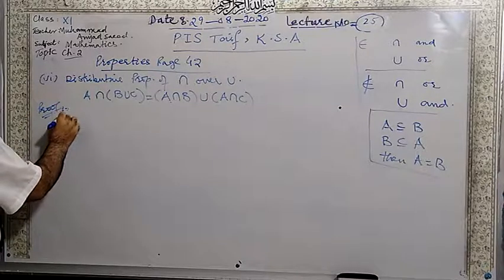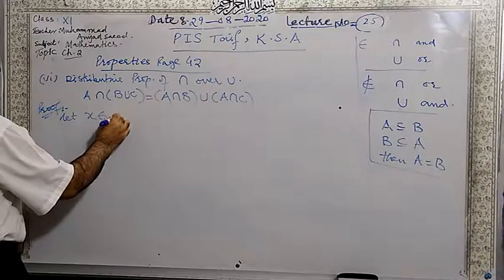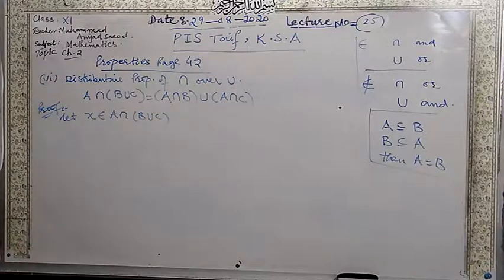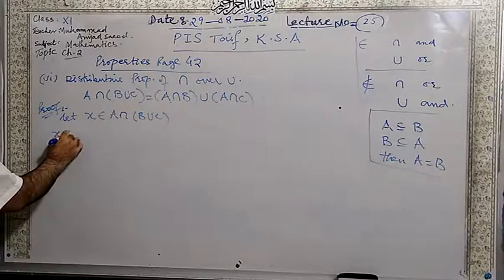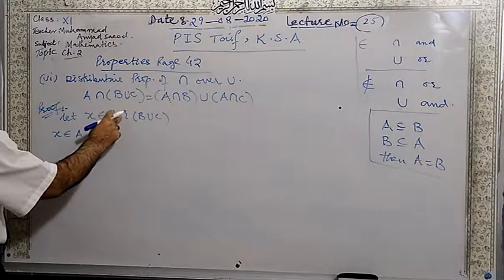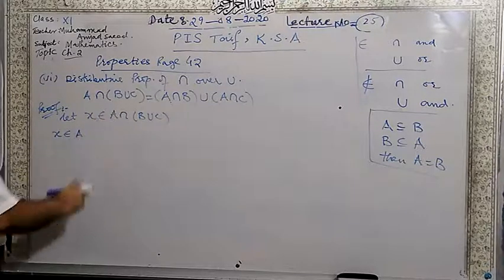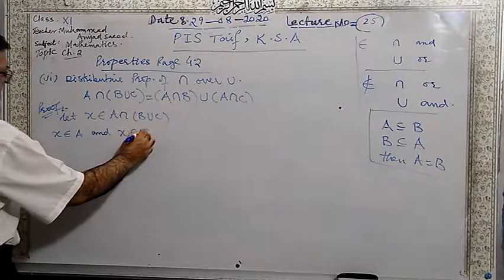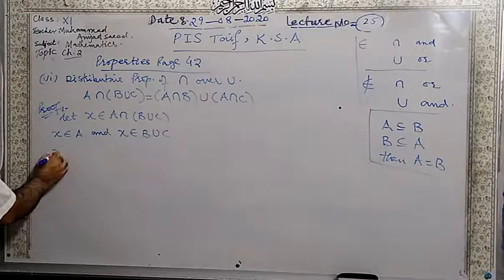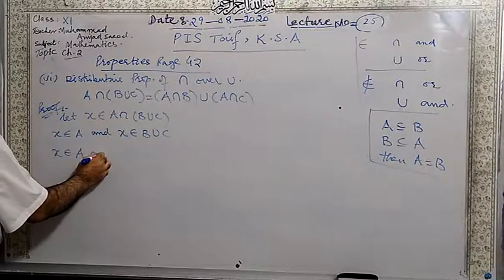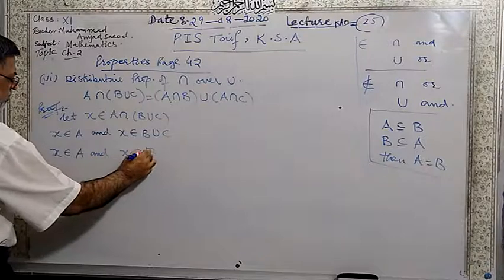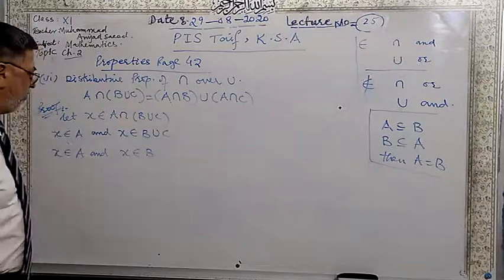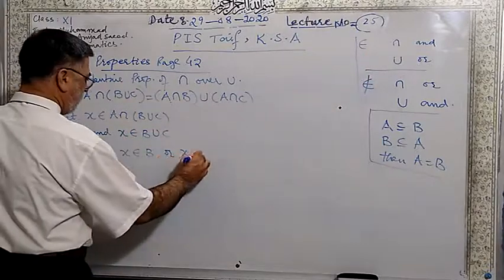Proof. Let X belong to A intersection (B union C). Dear students, we have X belongs to A. Here, belongs to an intersection, you will have AND in the center. X belongs to B union C. So X belongs to A and X belongs to B. Remember that this is belongs to a union, so we will have or X belongs to C.